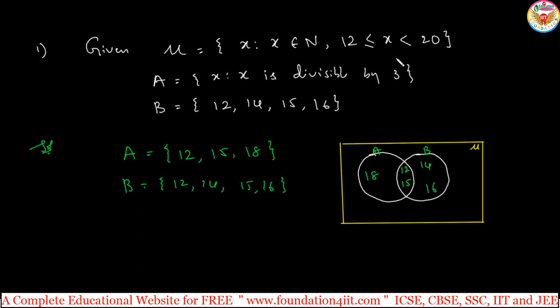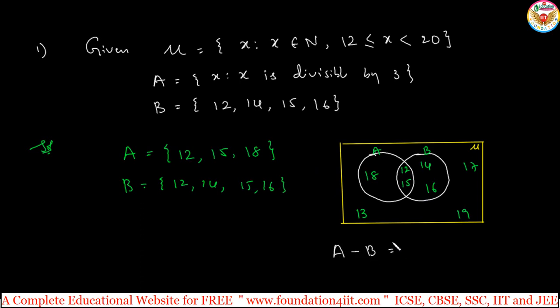But the universal set is 12 to 19, so the universal set is the full box. 13, 17 and 19 are missing, and you can represent those in the remaining place. Don't write them within A and B. Based on this, A intersection B is 12, 15. A union B is 12, 14, 15, 16, 18. So you can write A minus B, A union B, A intersection B, all of these, in case they are asked in the question.